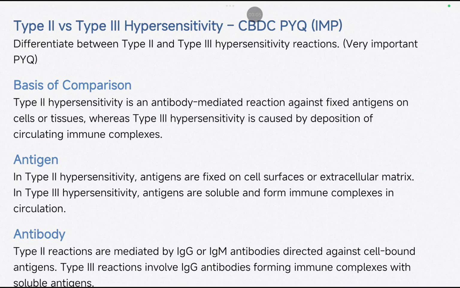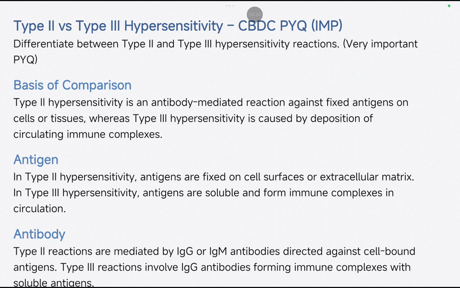We have done hypersensitivity chapters. One question which I found was asked in many university exams was: differentiate between type 2 and type 3 hypersensitivity. So it is a very important PYQ which you must master. What are the bases of comparison?